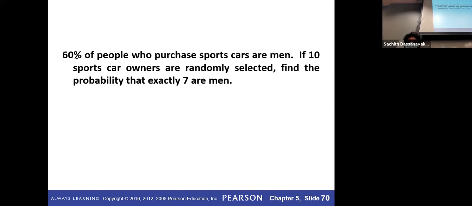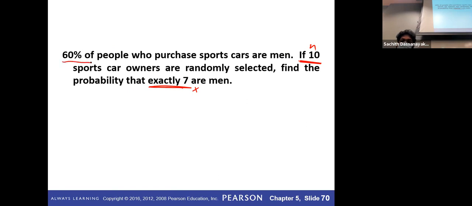Okay, check this example. 60% of people who purchase sports cars are men. 10 sports car owners are randomly selected. What is this 10? This is your N. Find the probability that exactly 7. What is this exactly 7? This is your X, success probability. Exactly 7. Okay, what is your P?